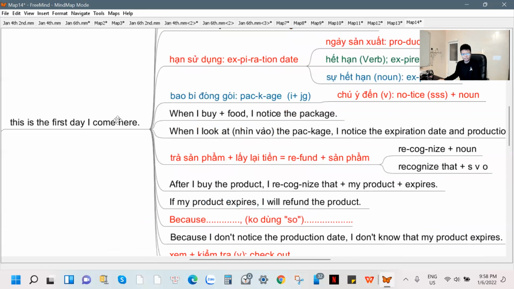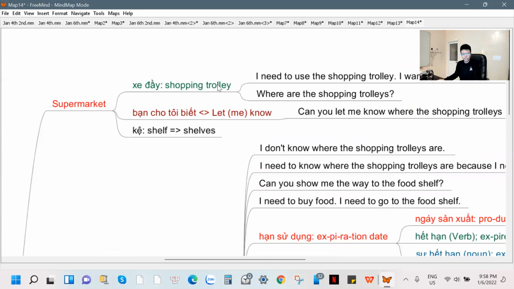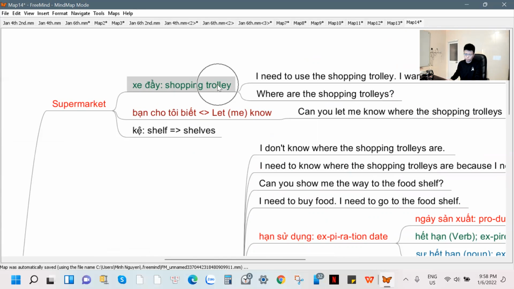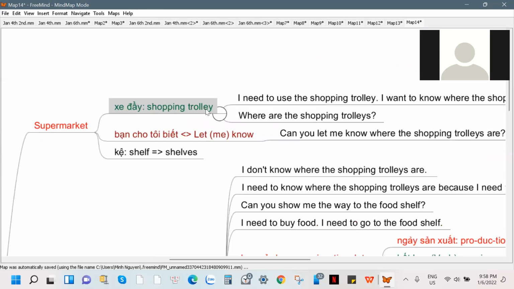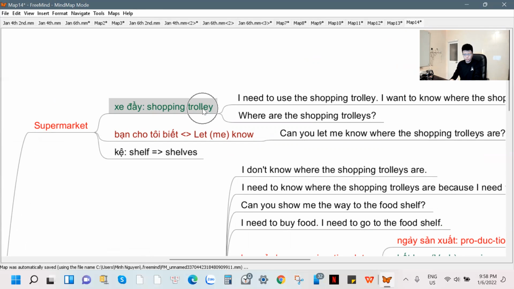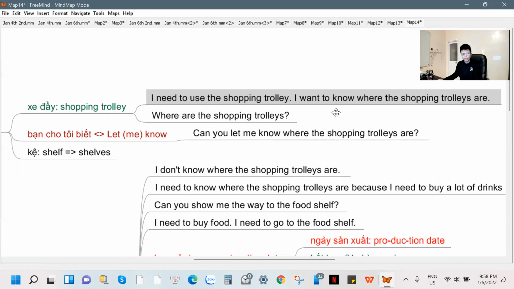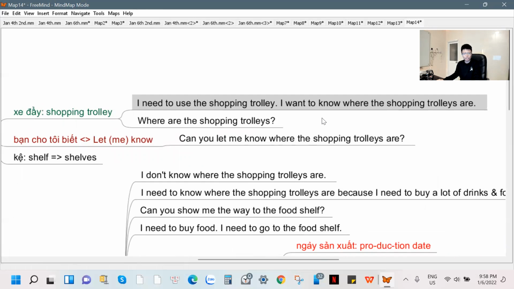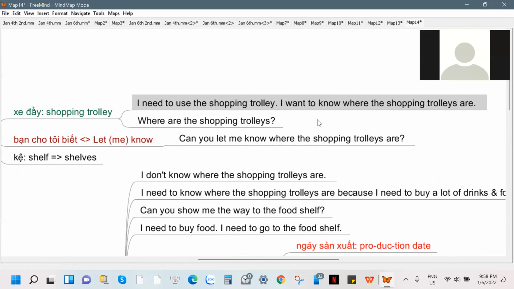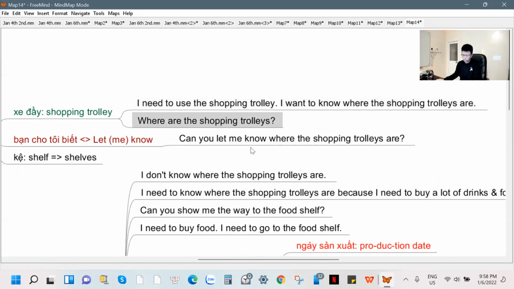Yes, very good. This one. Shopping trolley. I need to use the shopping trolley. I want to know where the shopping trolleys are. Where are the shopping trolleys?